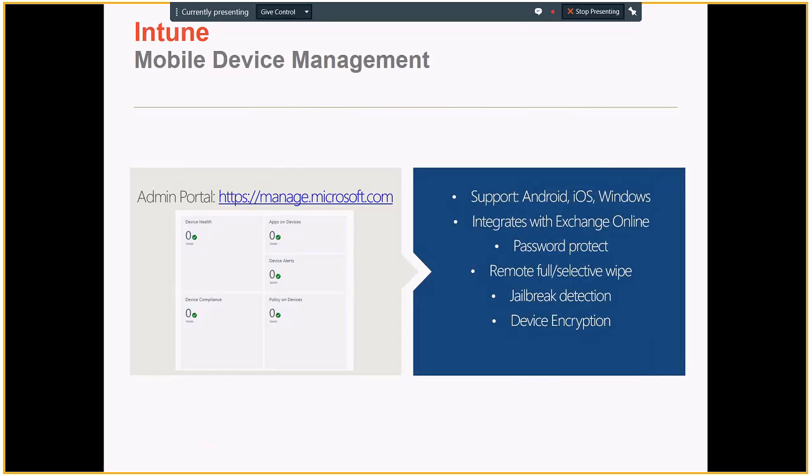Again, what are some of the features of Intune? It supports all major devices: Android, iOS, and Windows. It can deeply integrate with Exchange Online for email encryption and security. You can password protect it. If it's not touched after, say, 2 minutes, it goes to the password screen and requires that code, whereas not everyone uses that for their phone.